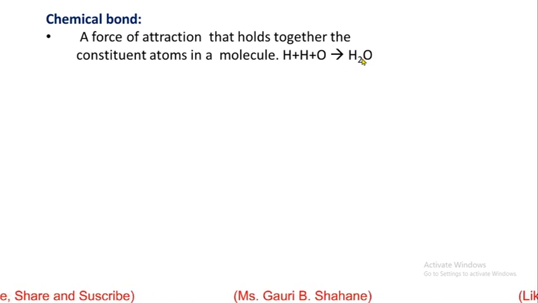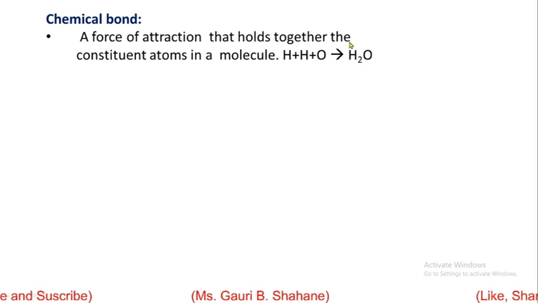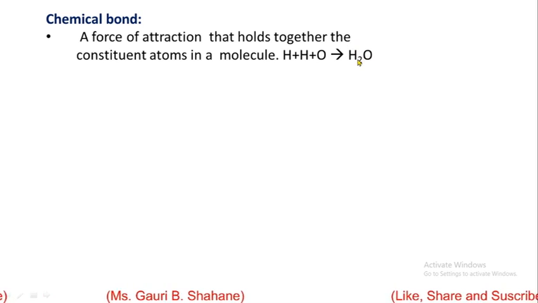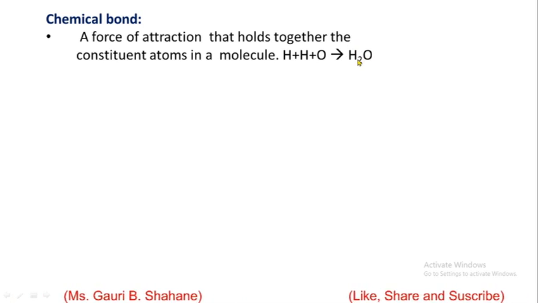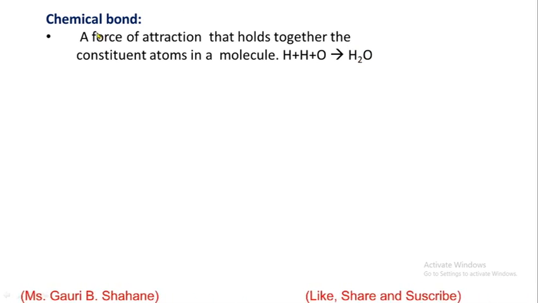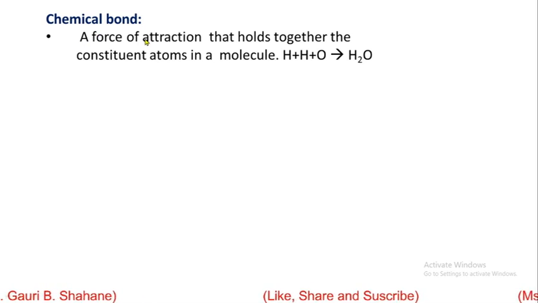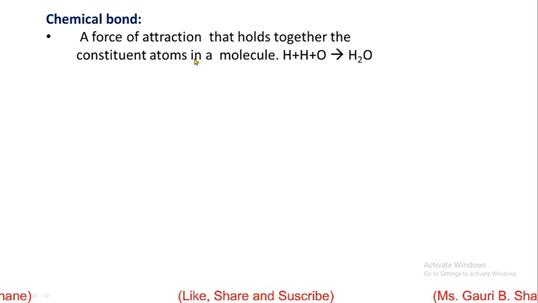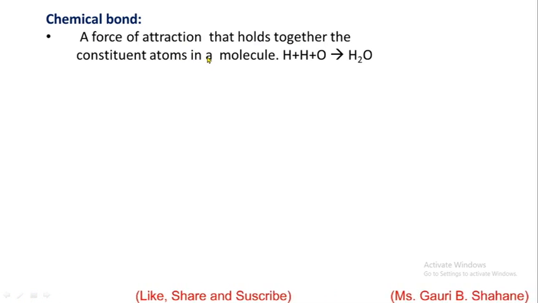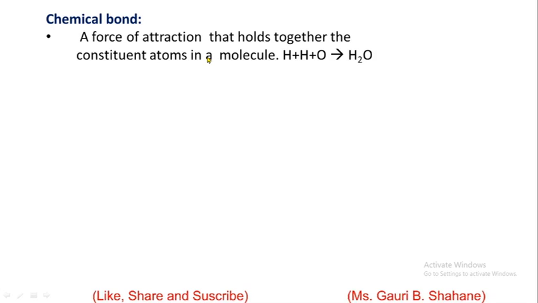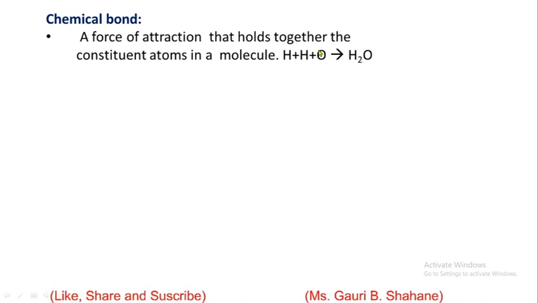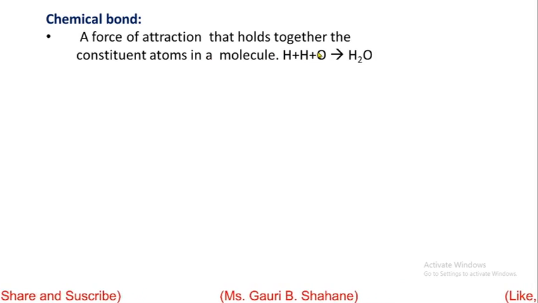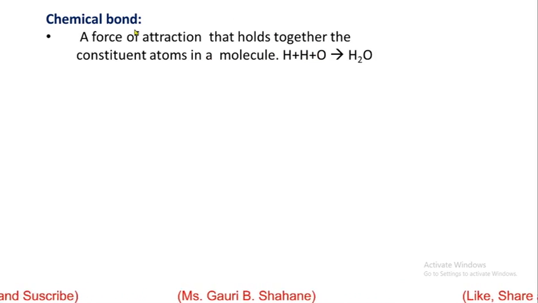But the question is how these atoms are held together, and the answer is that this happens because of chemical bond. So chemical bond is a force of attraction that holds together the constituent atoms in a molecule. It means there is a force of attraction between atoms that holds 2 atoms together, and this force of attraction is called chemical bond.